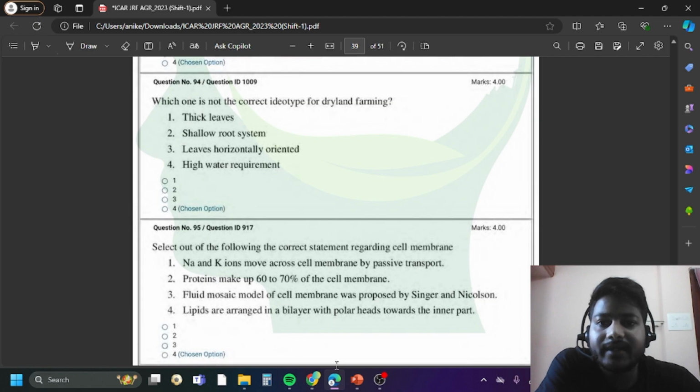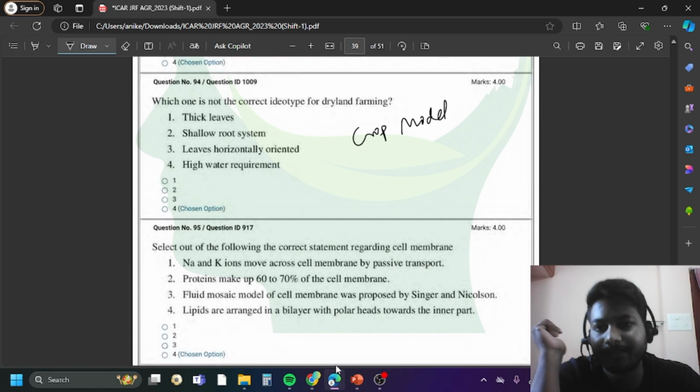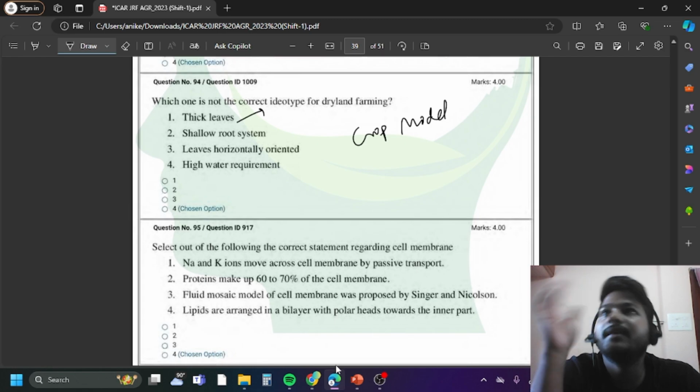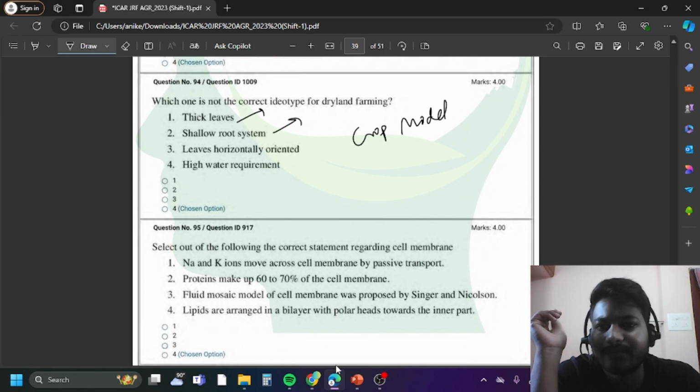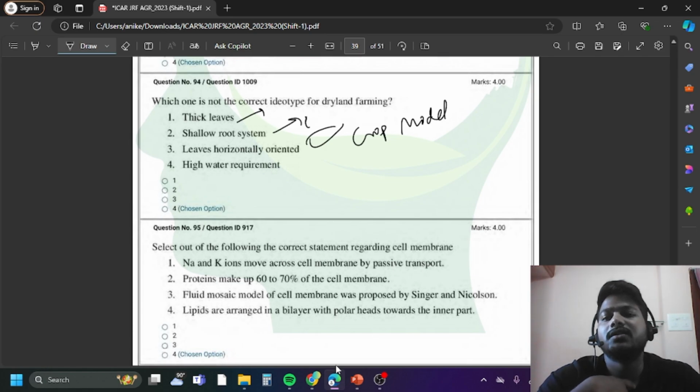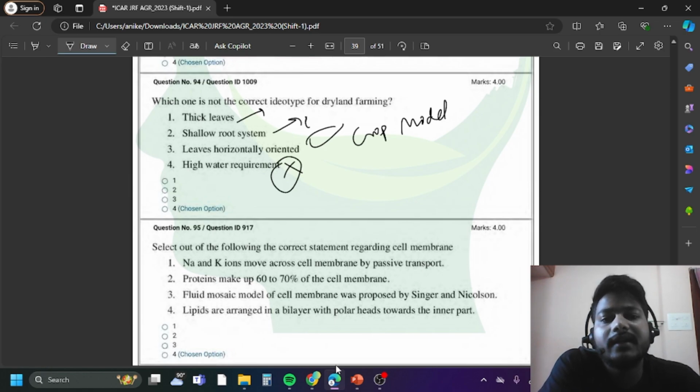Which one is not the correct ideotype for dryland farming? Ideotype means crop model. Remember, ideotype means crop model. So which would be the best crop model for dryland farming and which would not? Thick leaves. Yes, when there are thick leaves, transpiration will be reduced. Shallow root system. Yes, shallow root system. Leaves horizontally oriented. Yes. Which one is not, okay, high water requirement? No. High water requirement we cannot take for the dryland farming crop model, because we should take a low water requirement crop.